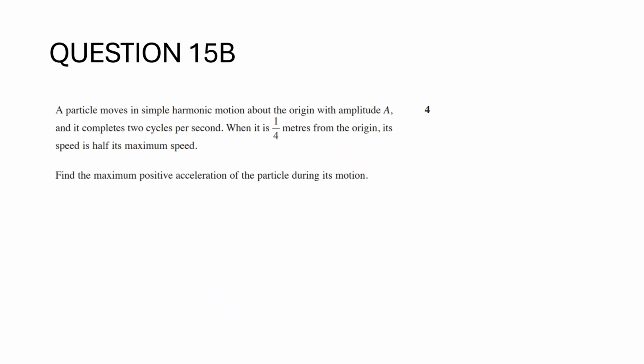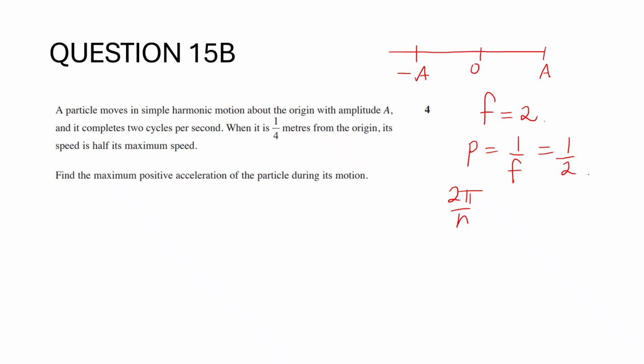Question 15b. A particle moves in simple harmonic motion about the origin with amplitude A. And it completes 2 cycles per second. Now that's the frequency. Now remember that period is the reciprocal of frequency. And we know period is equal to 2 pi on n. So therefore, n is equal to 4 pi. When it is 1/4 meters from the origin, its speed is half its maximum speed. Find the maximum positive acceleration of the particle during its motion.